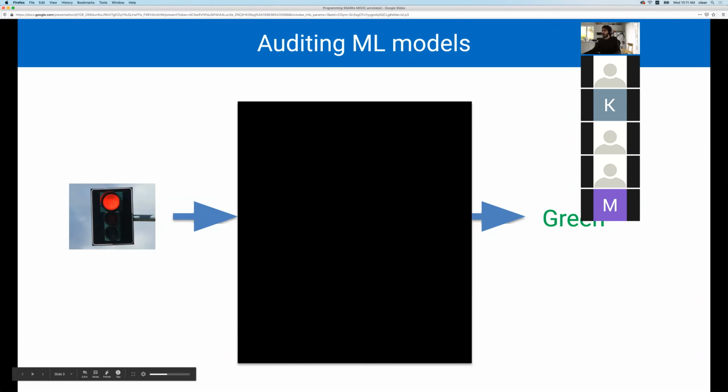Another potentially interesting example is having some kind of auditability of machine learning models. So usually machine learning models are a bit of a black box. Here, let's say you're making a self-driving car.